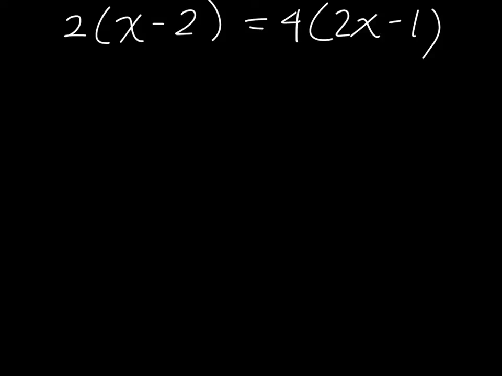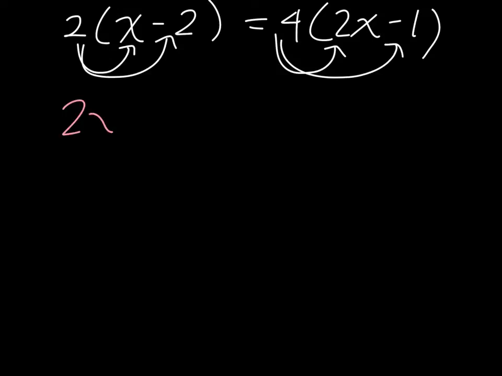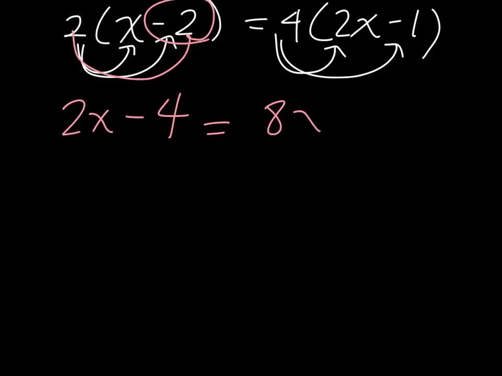This is another one I might have. So pause it and try it. Alright, I want to distribute the 2 on the left side, and I get 2x minus 4. Don't forget to distribute that 2 to that negative 2 as well. Equals 8x minus 4, or plus negative 4, okay?